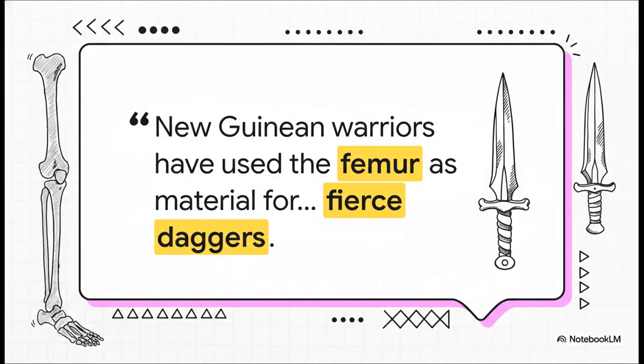But it's not just our muscles that have stories to tell. For a really stark contrast, think about the femur, the long bone in your thigh. It is the strongest bone in your body. So strong, in fact, that our source material points out some New Guinea warriors historically carved them into exceptionally strong and fierce daggers. The very same bone that supports our every graceful step has also been a tool of conflict.